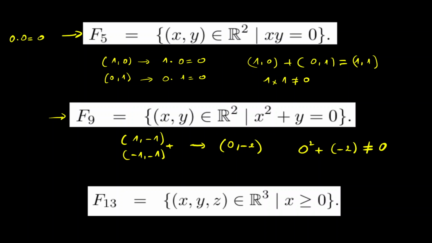Finally, be aware of inequalities. What about our last set, F13? Here, scalar multiplication is the problem. If I take the vector 1, 0, 0 and multiply it by a negative real number like -2, this new vector violates the condition that the first component must be positive. Therefore, this is not a vector subspace.